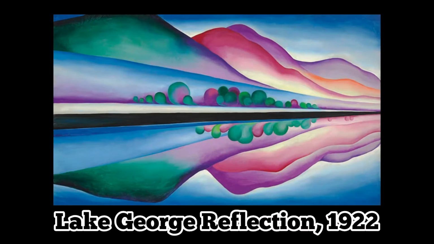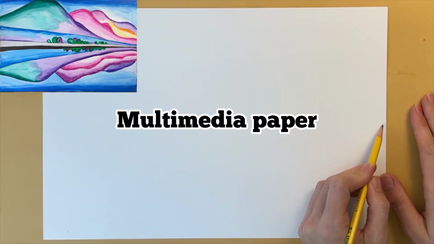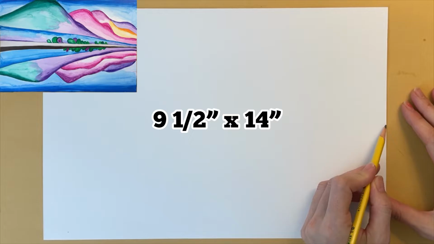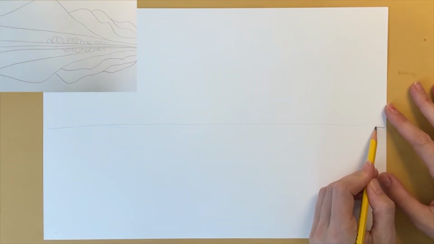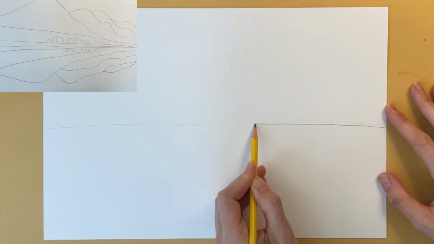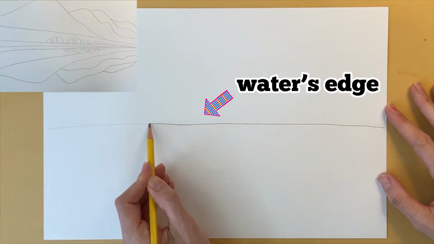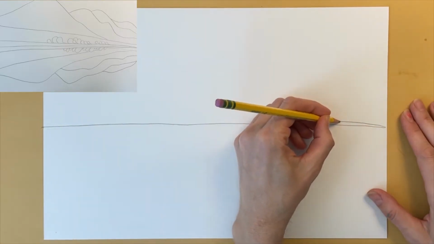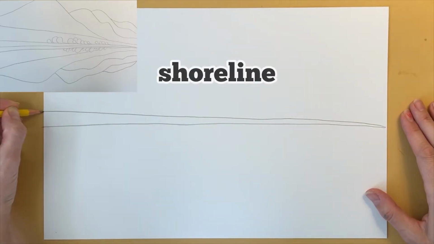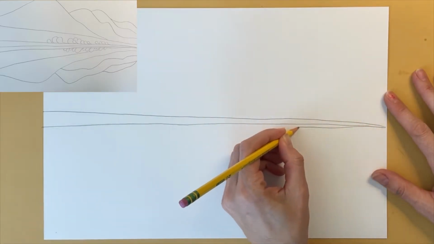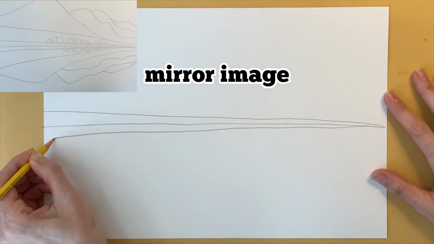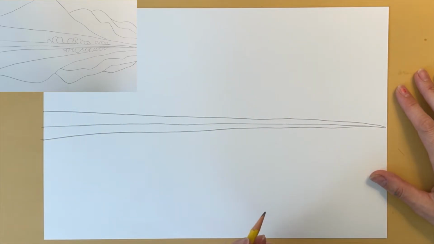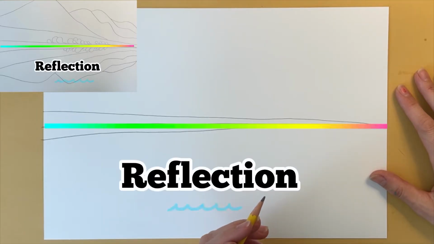I'm basing today's project on O'Keeffe's painting called Lake George Reflection. To get started, I'm grabbing a long, narrow piece of multimedia paper, which I've cut to measure 9.5 by 14 inches. I'm drawing a line across the middle of the paper. This line represents the water's edge. It is where the lake ends and the land begins. Above this, I'm drawing a slightly slanted shoreline. Since the lake water is a mirror, I'm drawing the mirror image of this slant right beneath the water's edge. Remember that everything you draw below this line is merely a reflection on the water.